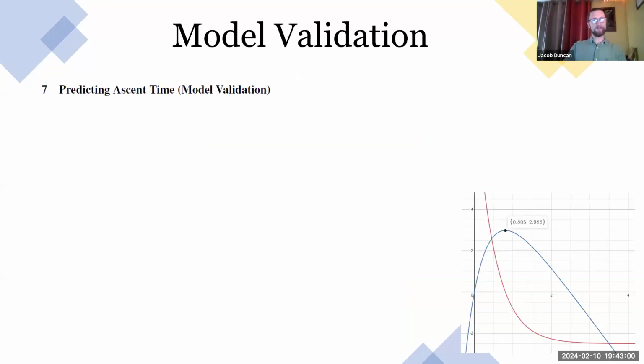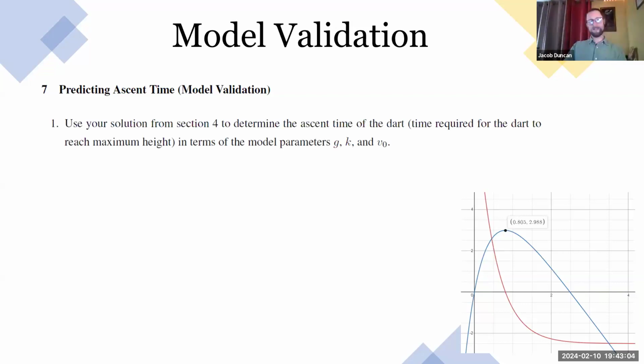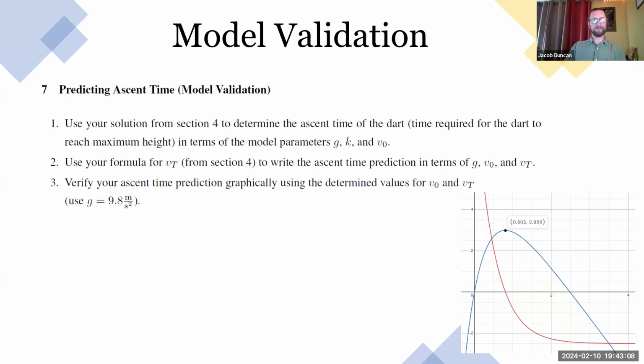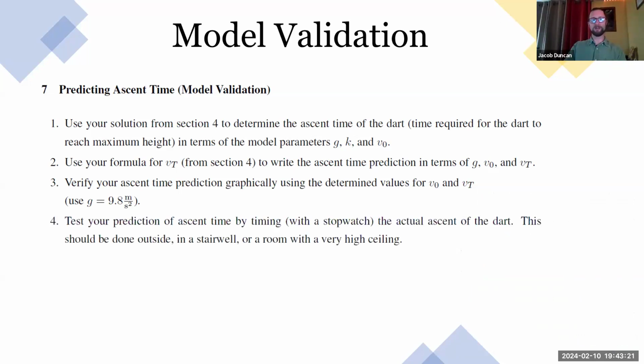Okay, so then predicting the ascent time. This is just setting the velocity function equal to 0 and finding the time it takes to reach max height. And now these calculations involve initial velocity and the terminal velocity. And once we have measured those, you can throw them in to get an actual prediction of the ascent time. And then we go outside and actually test that prediction. So we're kind of validating the model this way.